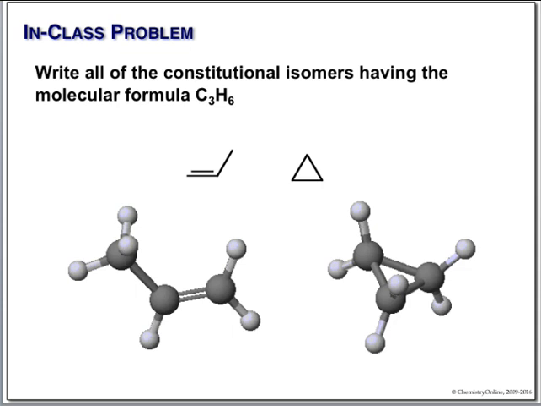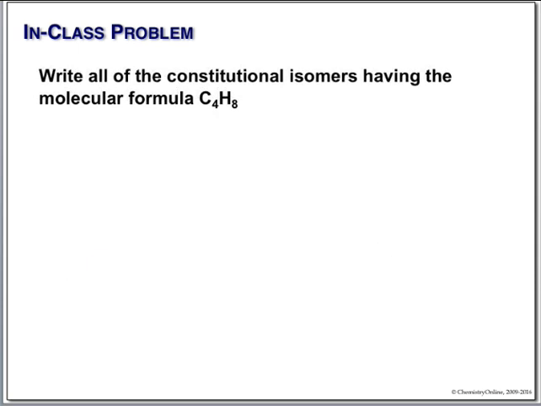Now, as we add more carbons, this can get more complicated. C4H8. How many ways can you arrange 4 carbons and 8 hydrogens? We need a double bond somewhere, or a ring. Draw a square. We can take our triangle and put a CH3 off the top.